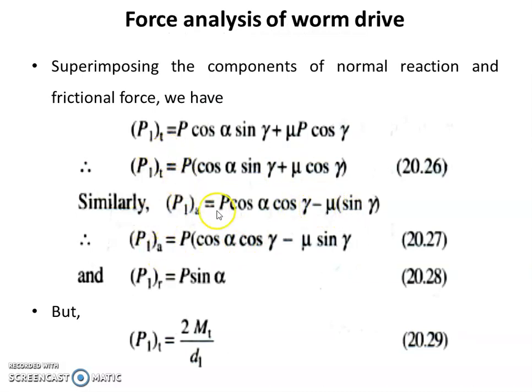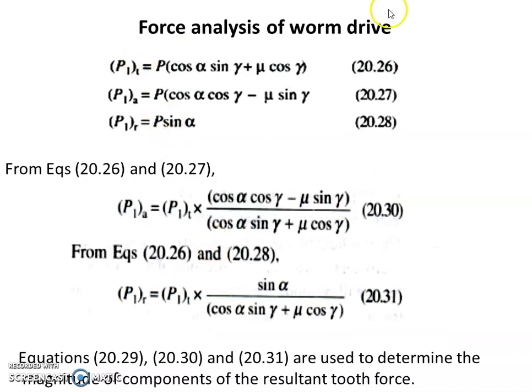So the axial component of force in the case of worm is p into bracket cos alpha cos gamma minus mu sin gamma. We should understand this properly, because this direction is opposite, so that's why the negative sign is taken. And then the radial component of force is p sin alpha. If we write these components together, then in the case of worm the tangential component of force is p into bracket cos alpha sin gamma plus mu cos gamma, the axial component of force is p into bracket cos alpha cos gamma minus mu sin gamma, and the radial component of force is p sin alpha.